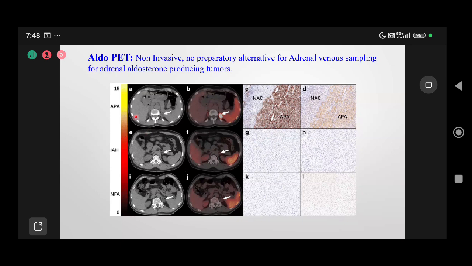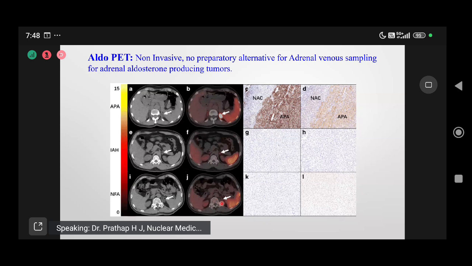And this is the new thing which we call AldoPET, which is an alternative to adrenal venous sampling for adrenal aldosterone-producing tumors. Even this doesn't require any fasting or preparation. Whereas adrenal venous sampling is a tedious procedure for hypertension imaging, where all drugs should be stopped before the imaging is done. Here, just a small injection, and after 40 minutes, if there is any uptake, color is seen. This is known as aldosterone-producing adenomas or functional adenomas, whereas in non-functional adenomas, even though there is a tumor, it will not take up the tracer.